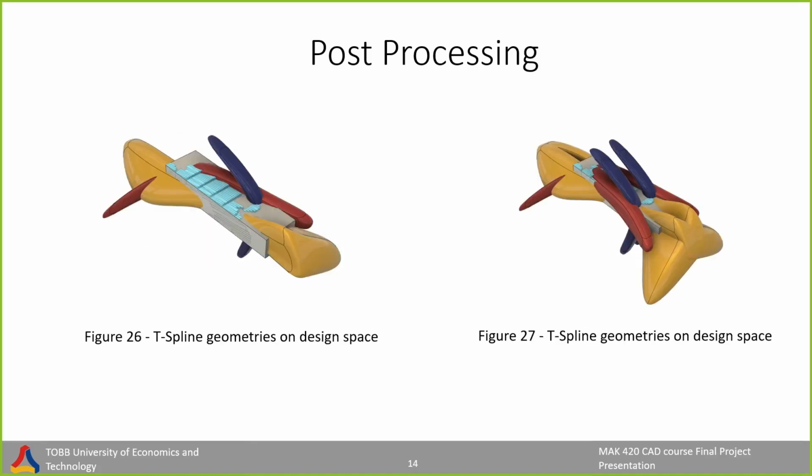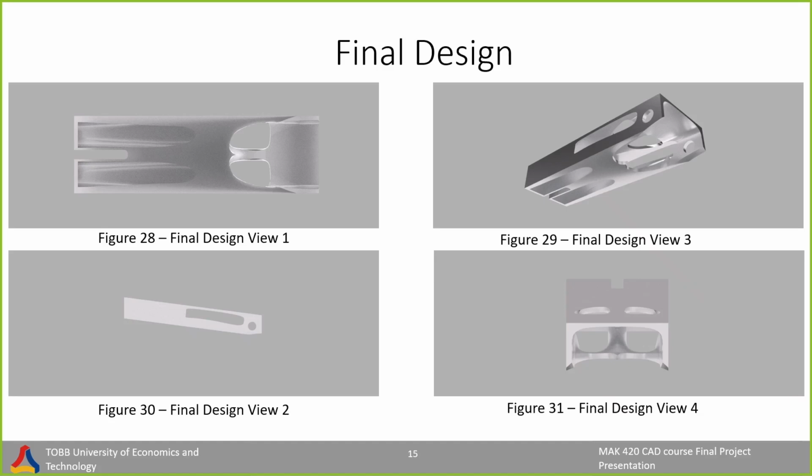Figure 26 shows the T-spline geometries that are prepared to be subtracted from the design space. These geometries are created based on the void regions in the STL file obtained from MATLAB. In figure 27, the T-spline geometries are mirrored to obtain a symmetrical geometry. Then these T-spline geometries are removed to obtain our final design. In this slide, we can see the final design views taken from different angles.